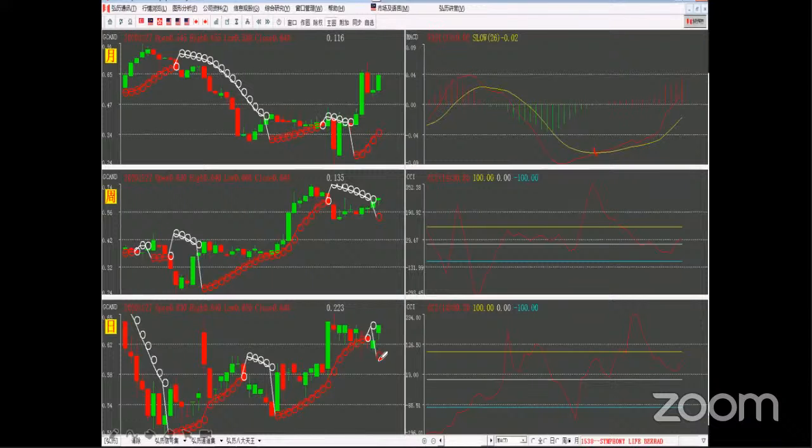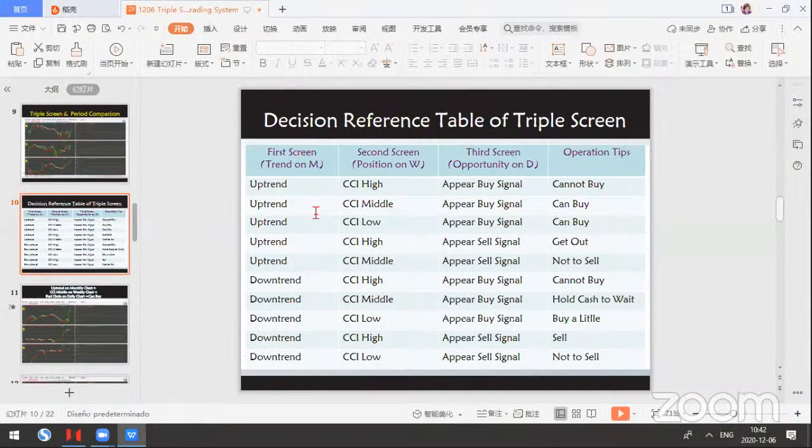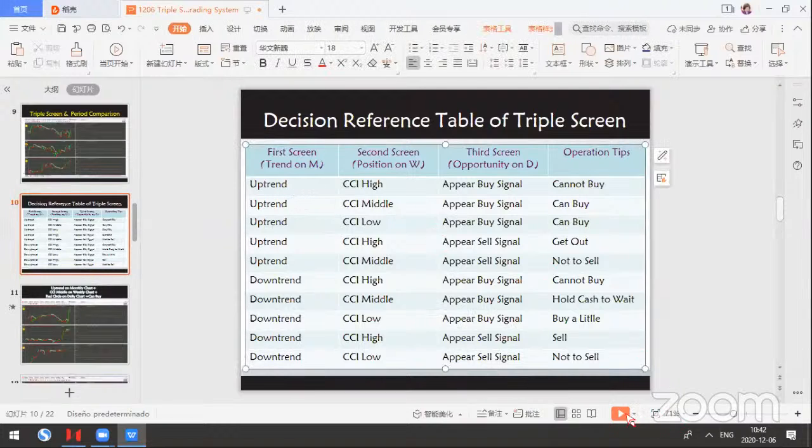So you can take reference to the table. Let's see the table just now. Which situation does this stock belong to? First of all, the monthly chart is an uptrend, right? I think it is the second one. Second situation you see here: the monthly chart is an uptrend, and on the weekly chart CCI is still in the middle position, safe area. Then if buy points or a buy signal appear on the daily chart, the decision is we can buy, right?